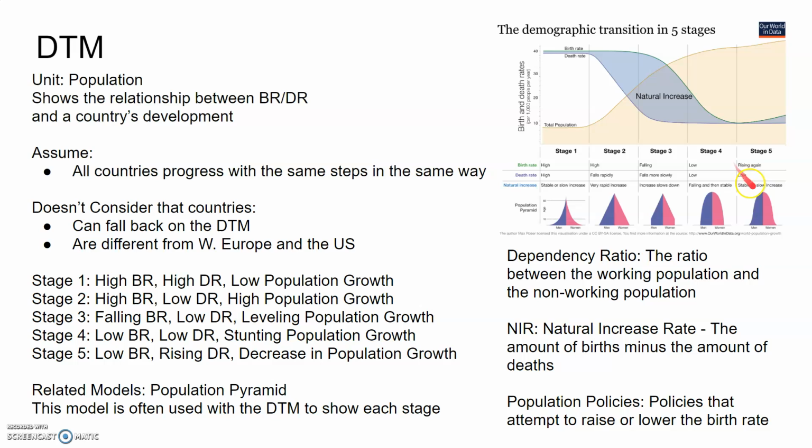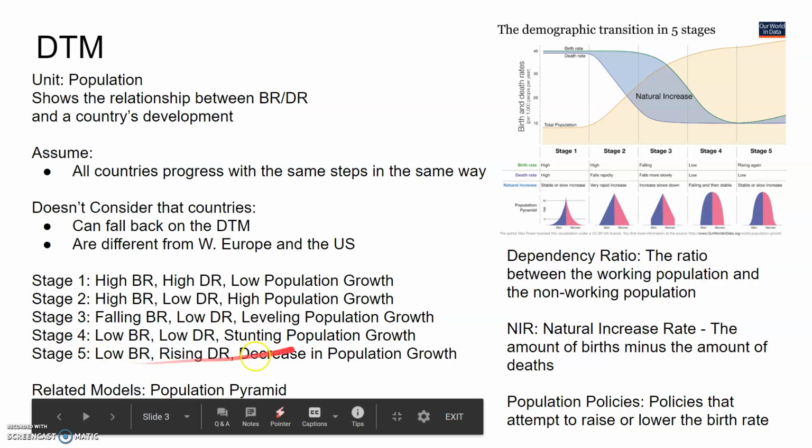So in stage 5, these are countries like Japan and Korea who are actually having really lowered birth rates and actually starting to have a really close death rate. So there's very little difference in population.